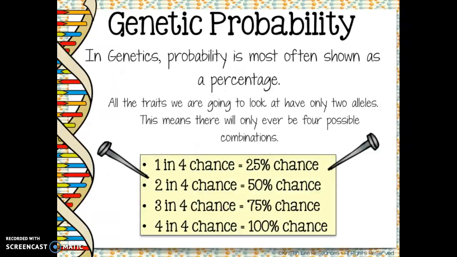So when we're looking at probability, because we have 4 different possibilities in our Punnett square, that means we have 4 chances. So when we look at our traits, this means that a 1 in 4 chance is 25%, a 2 in 4 chance is 50%, a 3 in 4 chance is 75%, and a 4 in 4 chance means 100%. We're going to come back to those percentages once we complete our Punnett square, but these are the only possible outcomes that we could have.